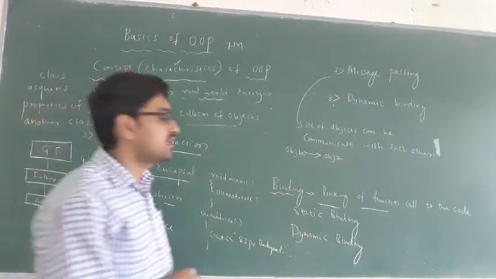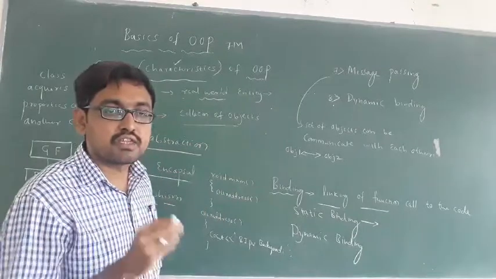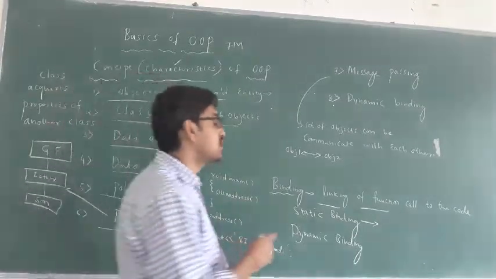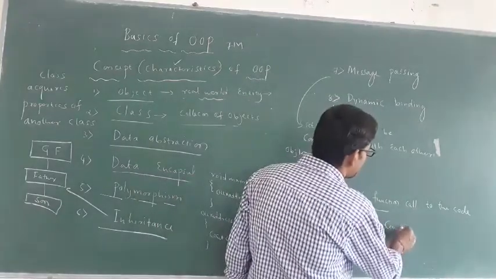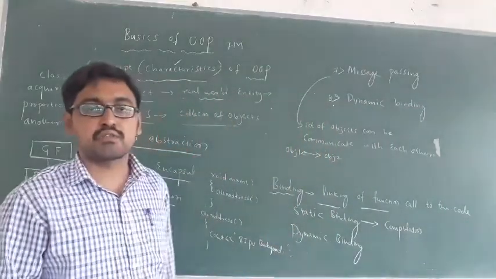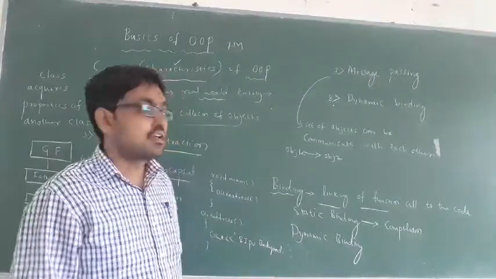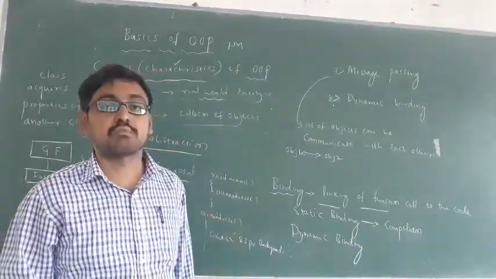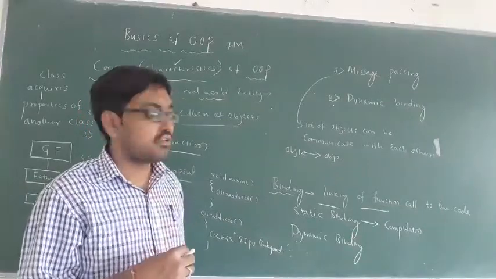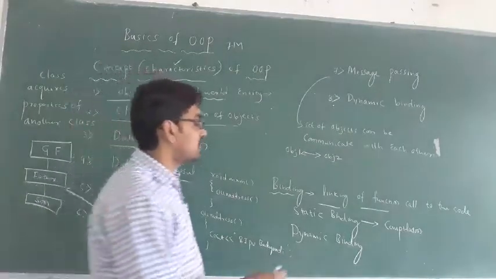Static binding means the linking of one function calling another function takes place during compilation time. Compilation is when you are doing the program and getting errors. If a function calls another function during compilation time, that binding is called static binding. What is dynamic binding?